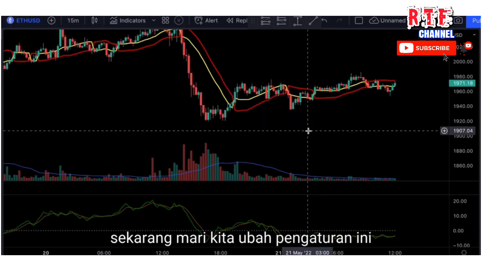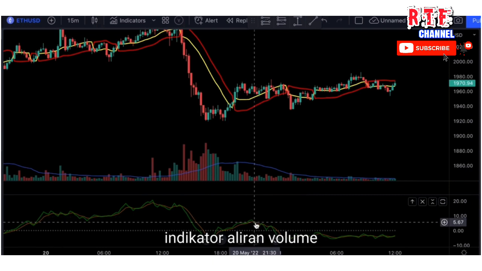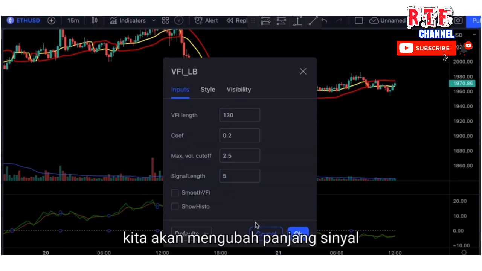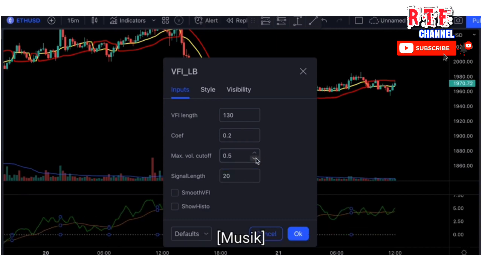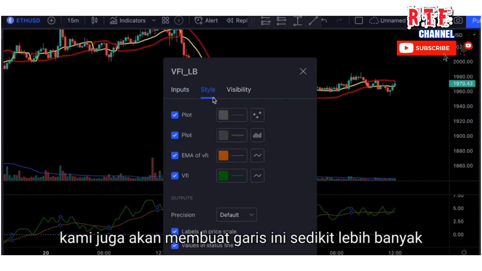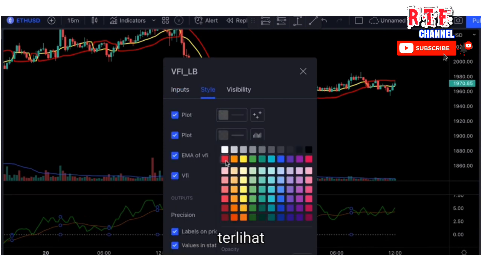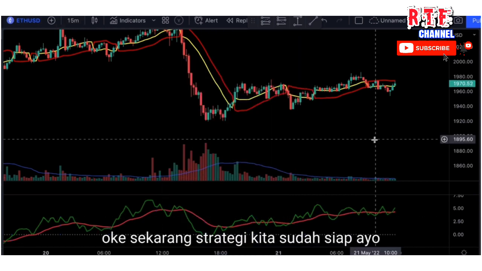Now let's change the settings on this volume flow indicator. We're going to change the signal length from 5 to 20 and the maximum volume cutoff from 2.5 to 8.5. We will also make these lines a bit more visible. Okay, now our strategy is ready.